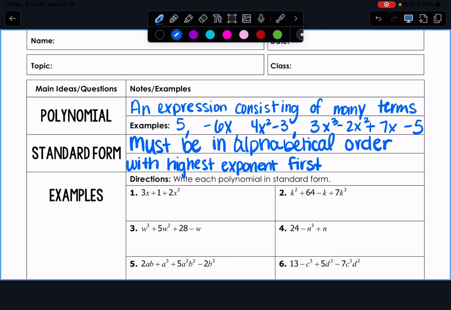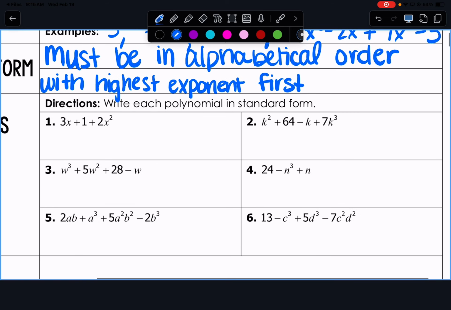So if we only have one variable, all we worry about is putting our exponents in descending order, so biggest to smallest. But if we have multiple variables, we put it in alphabetical order, then we go in and put in descending order, okay? So I want us to go ahead and look at the first section. I'm going to go over 1 through 5 with us, then I'm going to have you do 2 through 6.